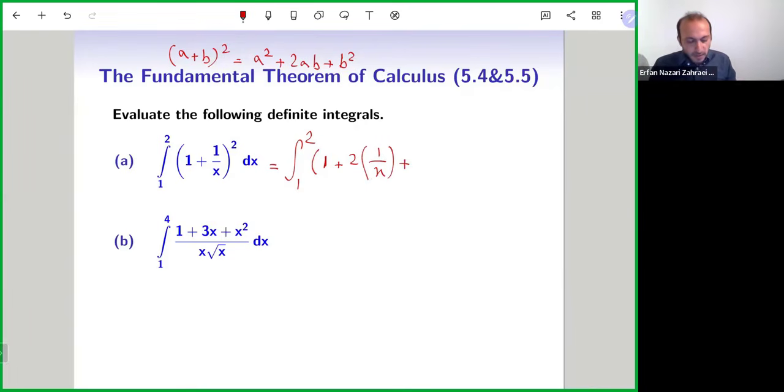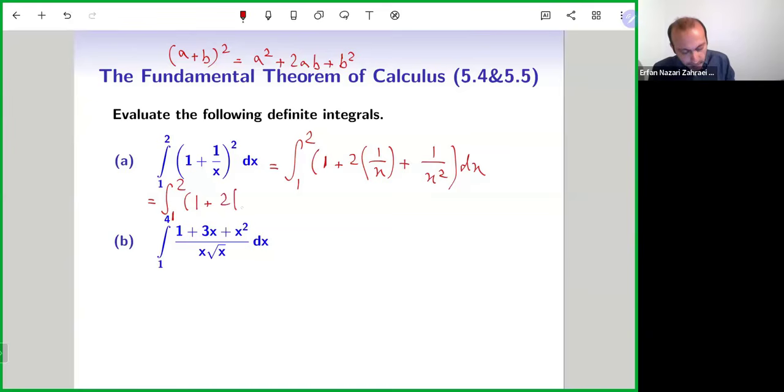And then I have b squared, so 1 over x squared. But to be able to use the power rule for antiderivative, I need to rewrite these terms as power terms, not fractions. So rewriting them as power terms, let me write it here. The first term is just 1. The second term is 2 times 1 over x.